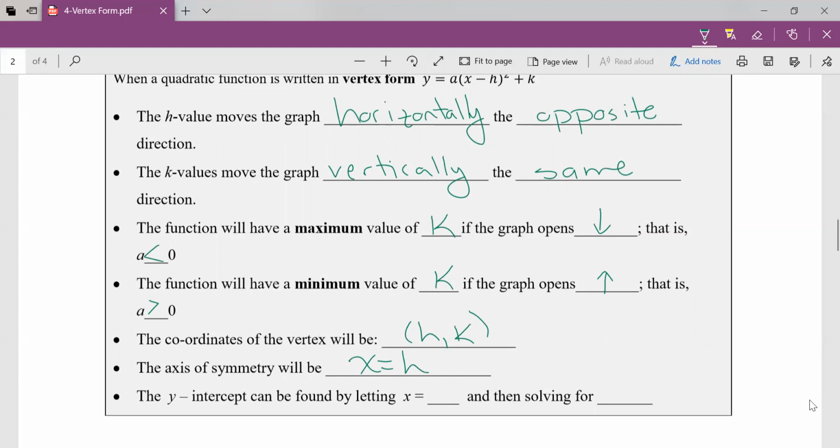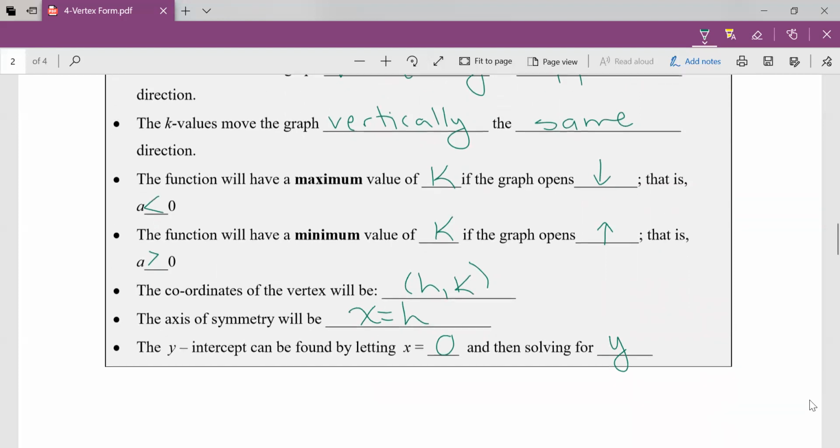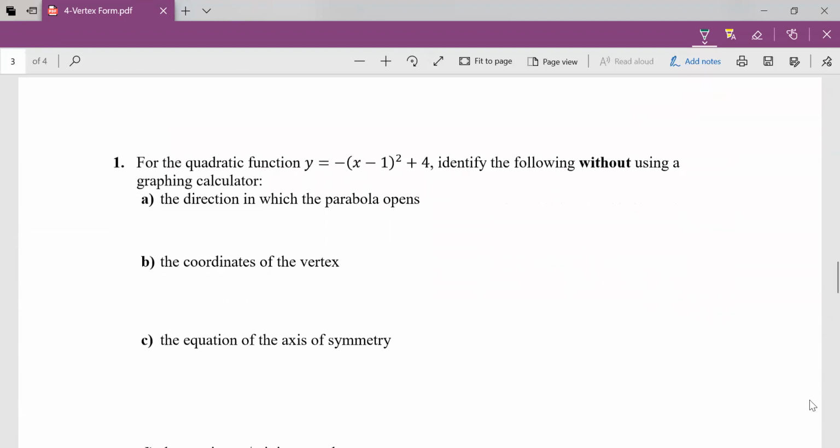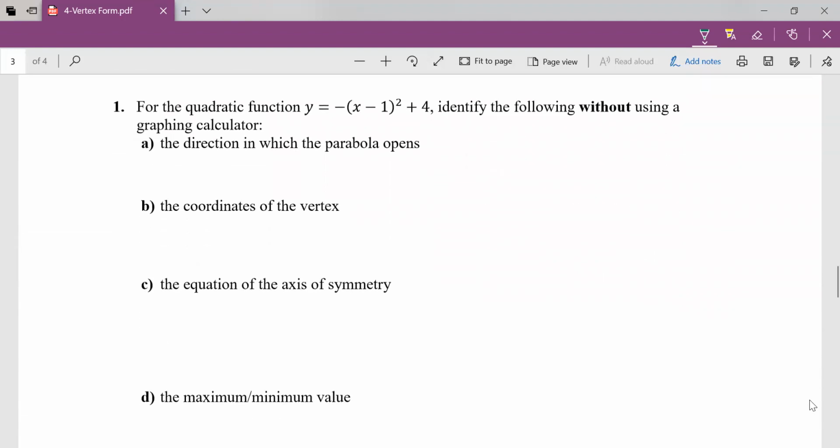The y-intercept can be found by letting x equal 0 and then solving for y. Same as we've always found a y-intercept since grade 10. There it is. Vertex form is actually really, really easy to work with. So let's play around with it for just a couple quick questions here. For the quadratic function y is equal to -1(x minus 1) squared plus 4, without using a calculator, cruel and unusual, I know, let's answer the following questions.